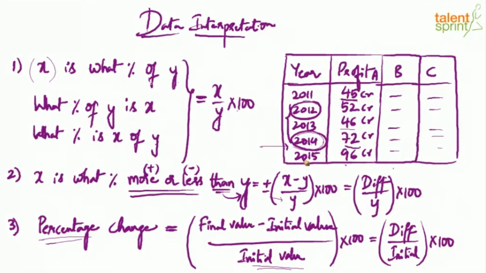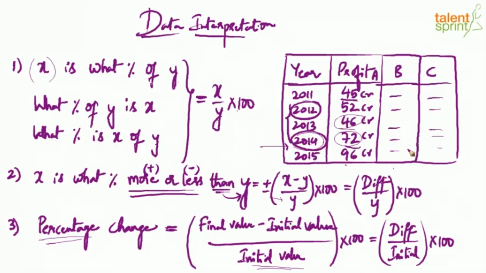So when he says, find out the percentage change in the profit in the year 2014, you should just assume that it is with respect to previous year, which is 2013. So 2013 will become the initial value and 14's value will become the final value. So in that case, initial value is 46 crores, final value is 72 crores. You're getting it? Always do it with respect to the previous year. If it is not explicitly mentioned, consider the previous year. Consider the initial value as the previous year, right?